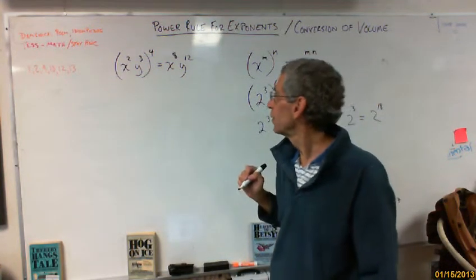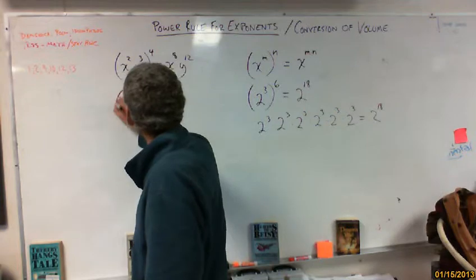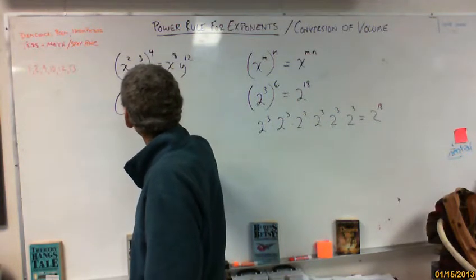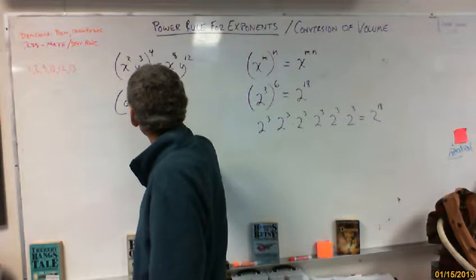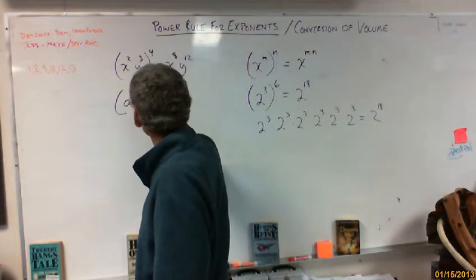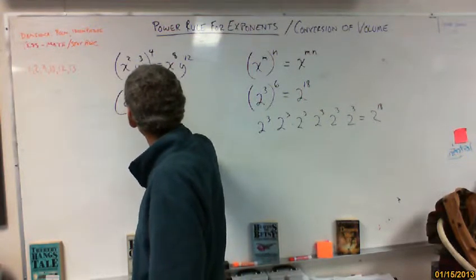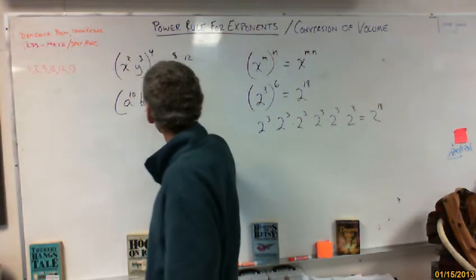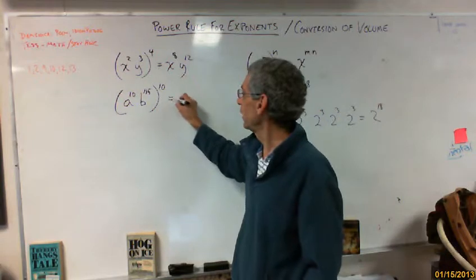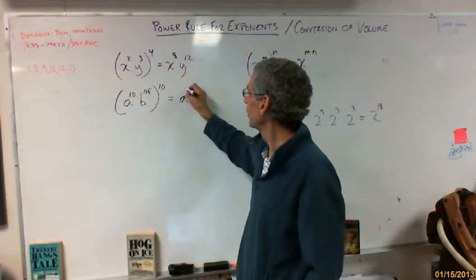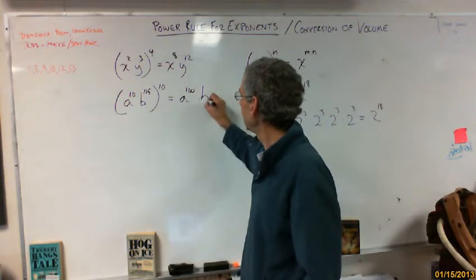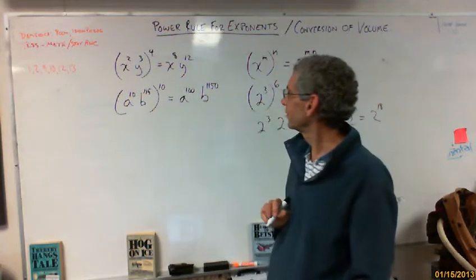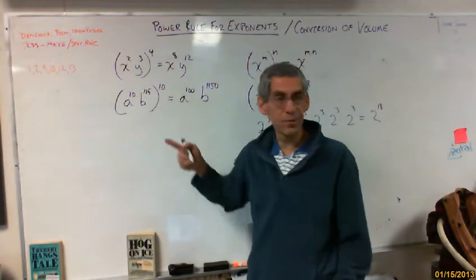Okay, does it make sense? All right. Let's say we did this one. A to the 10th, B to the 115, all raised to the 10th power. It would be A to the 100, B to the 1,150. Oh, right. Imagine actually writing that out.